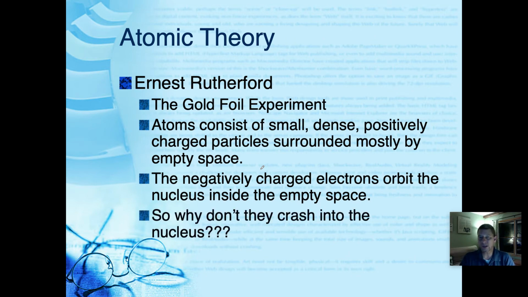So the question is, because opposites attract and the nucleus is positively charged and the electrons are negatively charged, how come they don't crash right into the nucleus, right?